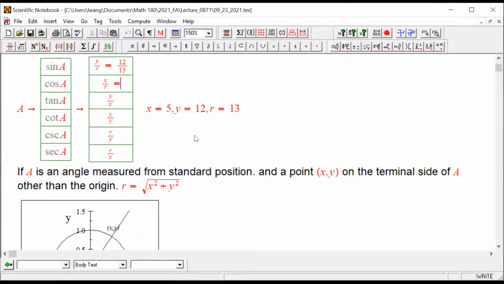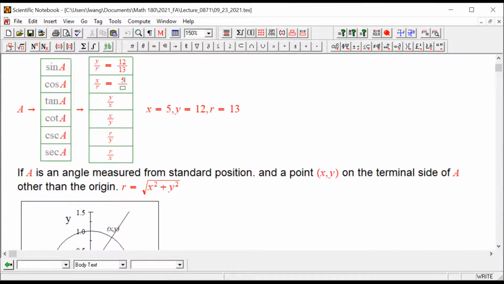X over R, so 5 over 13. The numerical answer for 12 over 13, if you put it in a calculator, you get a decimal with many, many digits afterwards. Whatever answer you give for that decimal is not exact. So in this case, the best answer you can give is 12 over 13. You don't even need to touch the calculator. 5 over 13 is similar.